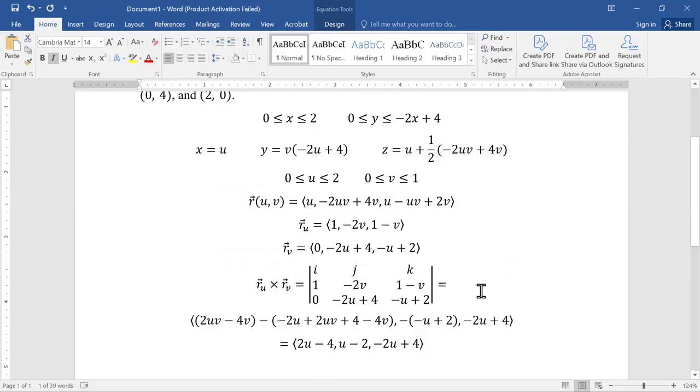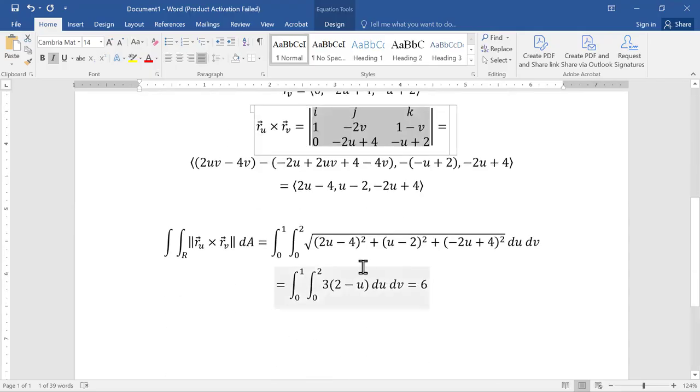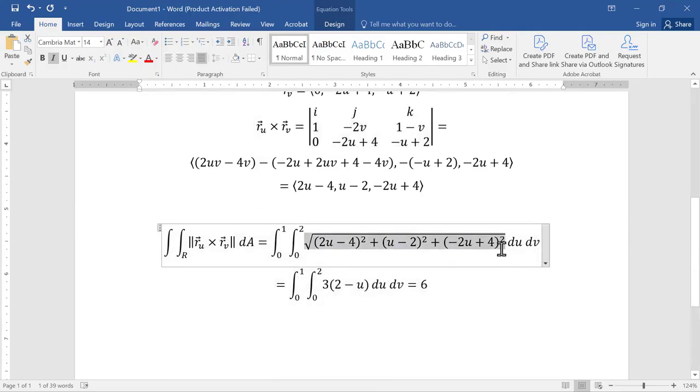Hopefully all that makes sense. The hardest part is remembering how to do the cross product and then the magnitude of the cross product. Again, if you want to use technology at this stage to figure out your integration, then you can do that. I obviously simplified it. This was doable by hand, so I didn't worry too much about it.